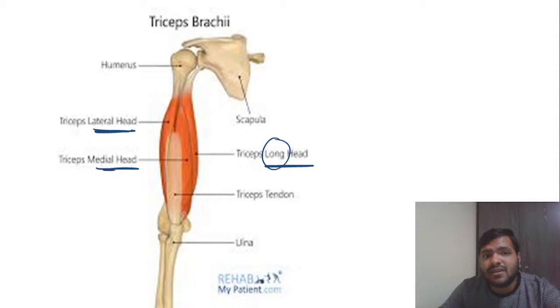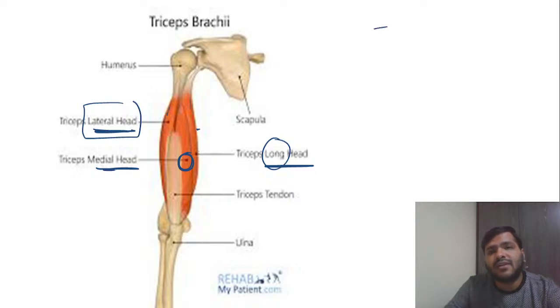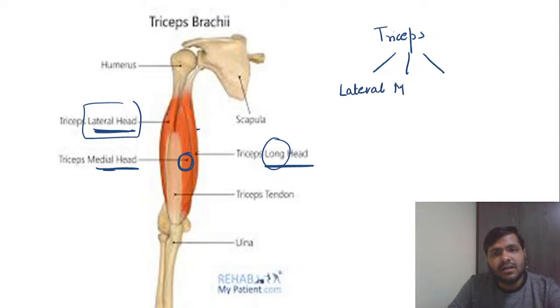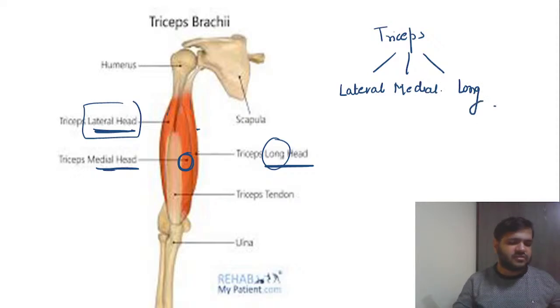Basically this is on the lateral side, so it is the lateral head. This is on the medial side, so it is the medial head, and one is the long head of triceps. So the triceps has three heads: the lateral, medial, and the long head.